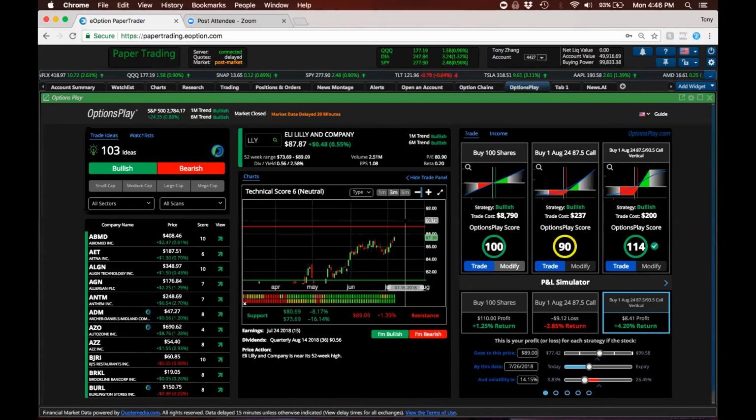So let's say you think it's going to go to 90 or 91. Let's look at what happens if that happens. Let's say it goes to 91 on earnings. As you can see, now the picture changes a little. If you had bought the stock, you make a 3% return. If you bought the call, you make a 60% return. If you bought this call spread, you make a 62% return.